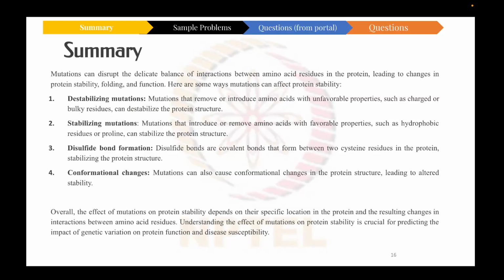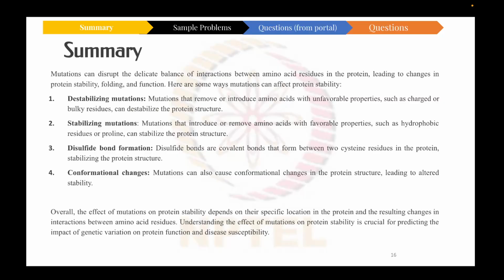Then we have stabilizing mutations. Mutations that introduce or remove amino acids with favorable properties, such as hydrophobic residues or proline, can stabilize the protein structure. Stabilizing mutations can enhance hydrophobic interactions and promote folding of a protein. For example, the substitution of glycine with proline in collagen stabilizes the triple helical structure of the protein and prevents its degradation. But both destabilizing mutations and stabilizing mutations are known to be part of several diseases.